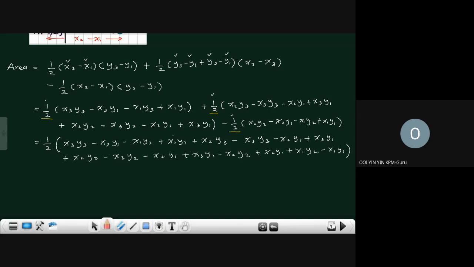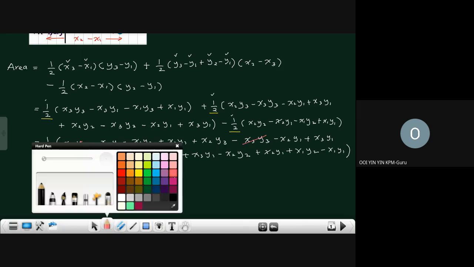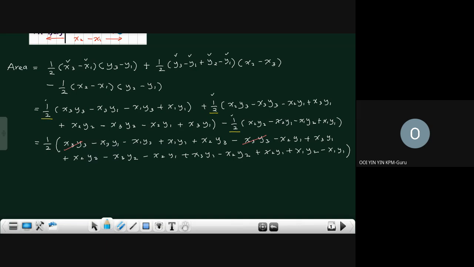First is your x3 y3 here, which can cancel off with the x3 y3 just now. Where is it? Here, x3 y3. Can you see it? X3 y3, and then minus x3 y3. This one minus off. And then I'm going to use a different color so you can see which one I cross with which one. And then your negative x3 y1 here, there's also x3 y1, where is it? Yeah, here is negative x3 y1, here is positive x3 y1. These two can cancel off.